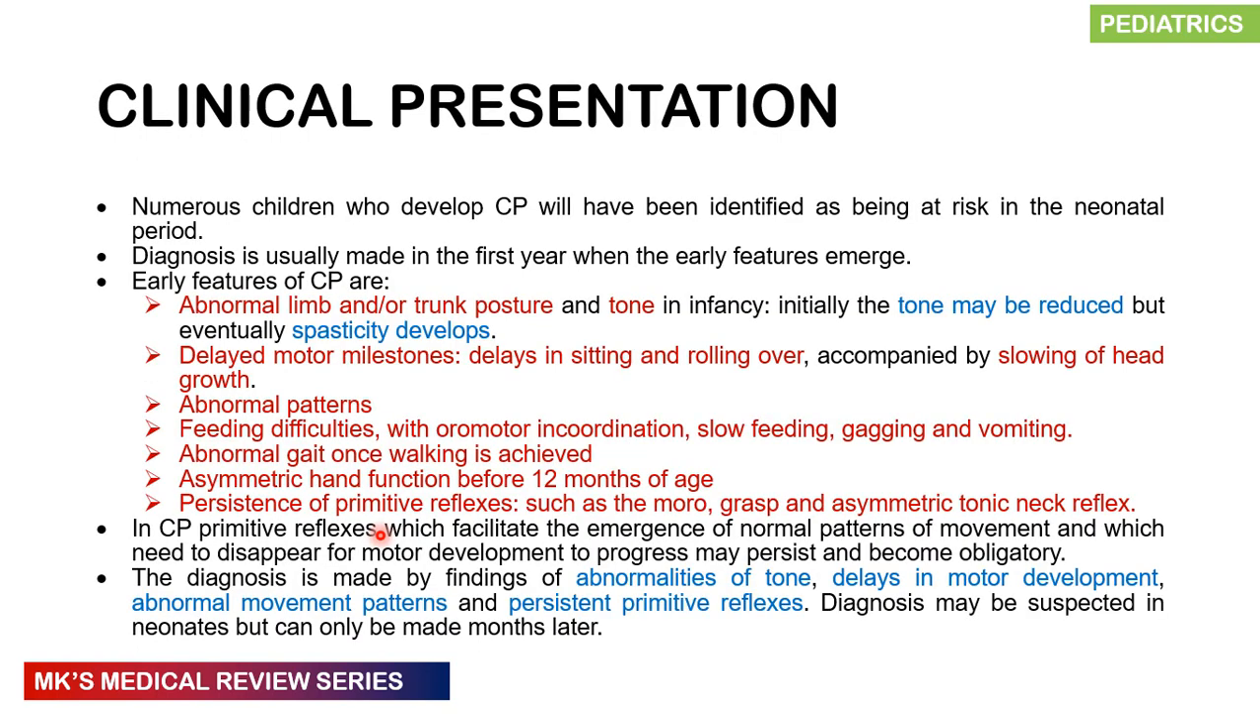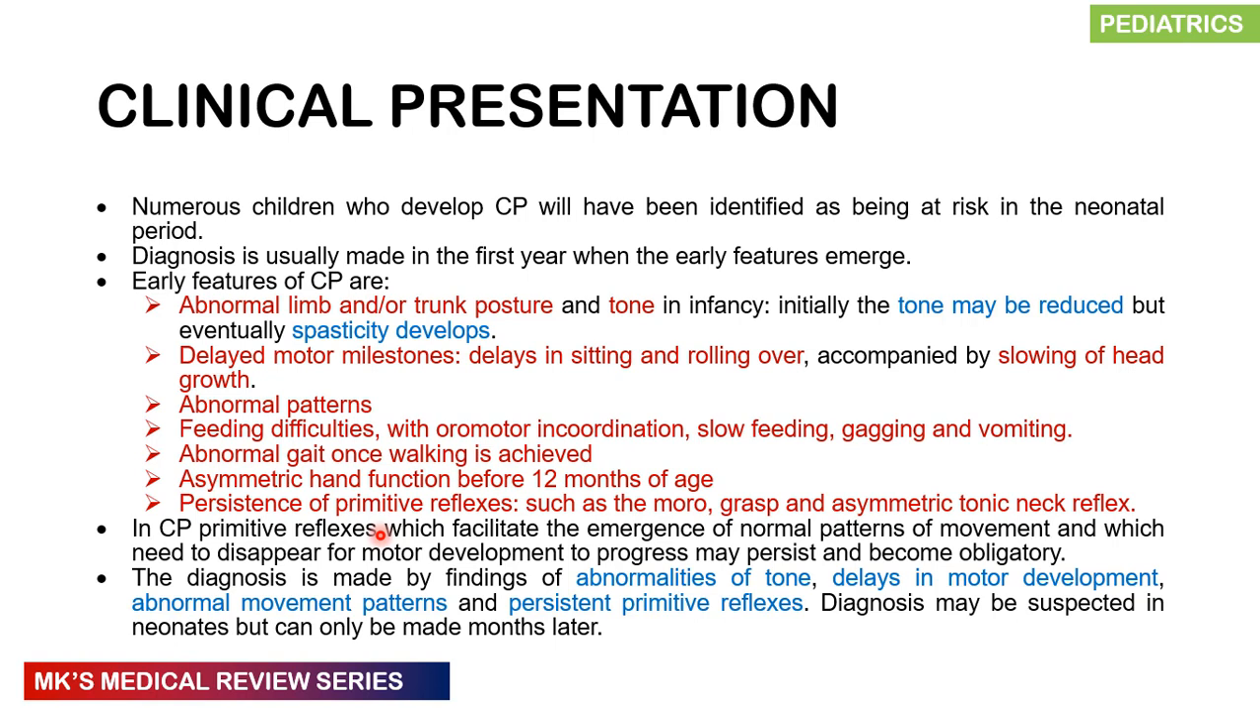Now, what's the clinical presentation? Remember that this is actually quite wide, and there are numerous different presentations that have been found. And numerous children are going to develop CP and will be identified as being at risk of it early in the neonatal period. The diagnosis may not be made until maybe the first year. Most of the children are even much older than this when the diagnosis is made, but usually we have this suspicion. And what can raise this suspicion are certain early features that tend to be present in CP.